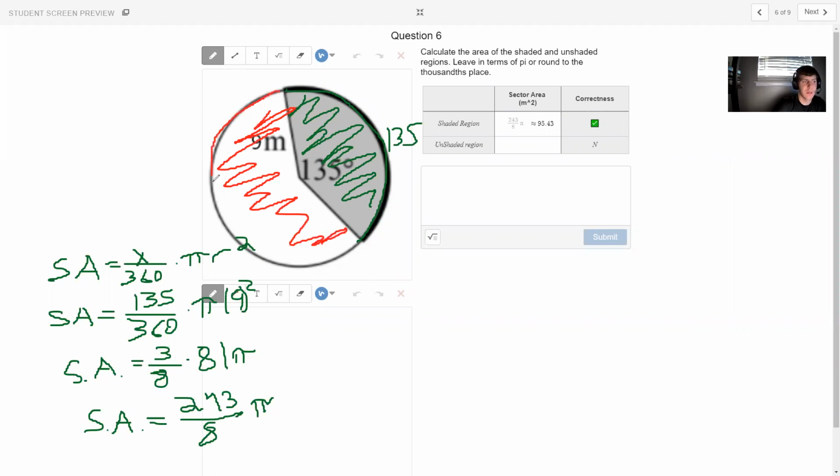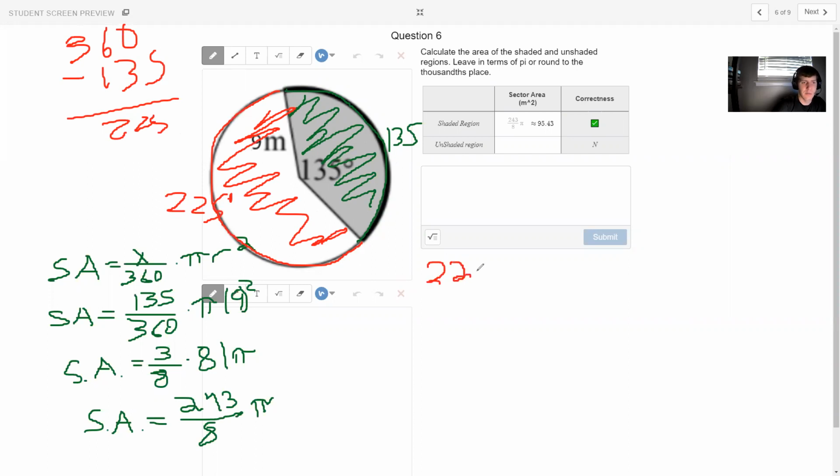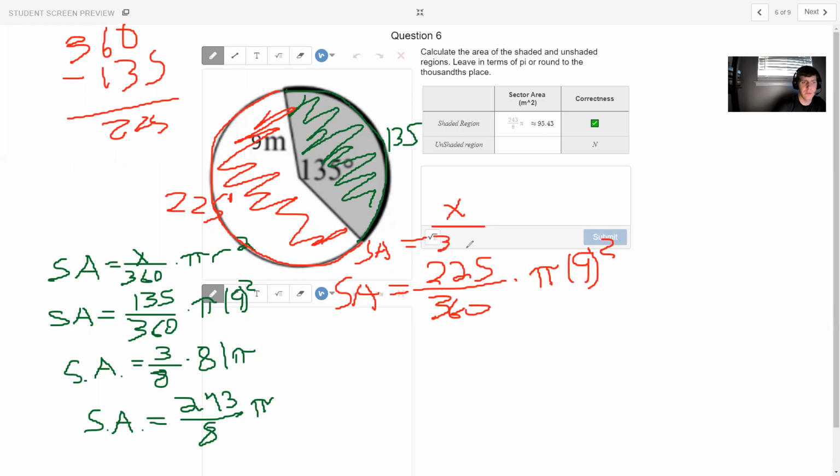So we're going to have to find the measure of the arc. So again, the measure over the whole circle is 360. So if we do 360 minus 135, we're going to get 225. So we know the measure of this arc is 225 degrees. So 225 over 360 times pi times 9 squared, right? And that would be our sector area. So sector area, x over 360 pi r squared.